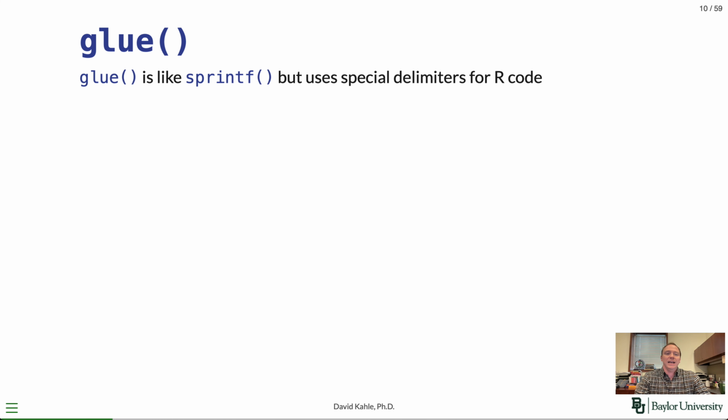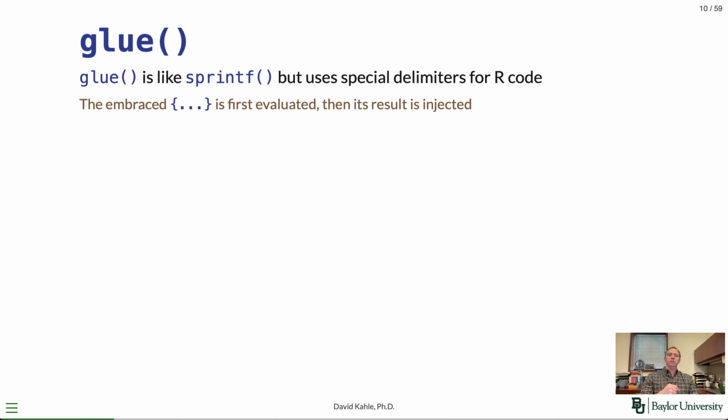Glue is like sprintf, but it's going to use special delimiters so that you don't have to have several arguments to the function. There's only going to be one. Now, what is that one? How does this work? You're going to have one string that's passed in. That's it. One argument, and it's one string. But that string is going to have special demarcations inside of it that tell R, oh, this part is actually code that needs to be evaluated and then put in this spot.